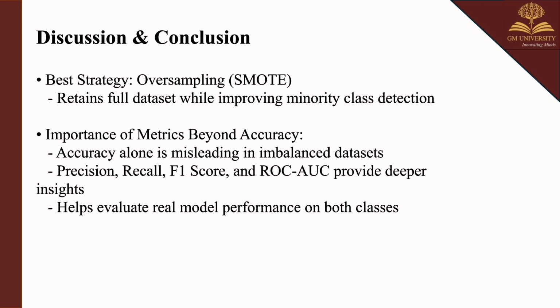This shows why metrics beyond accuracy are more important. Accuracy can look good even if the model fails to identify rare cases, but precision, F1 score, and ROC-AUC give a more realistic view of how well the model is performing.